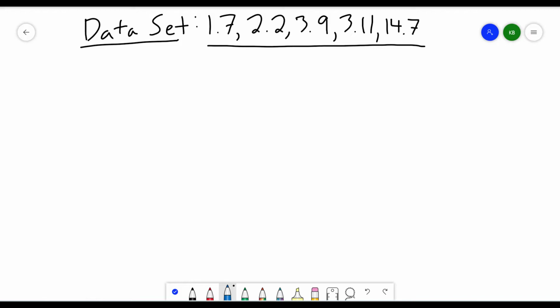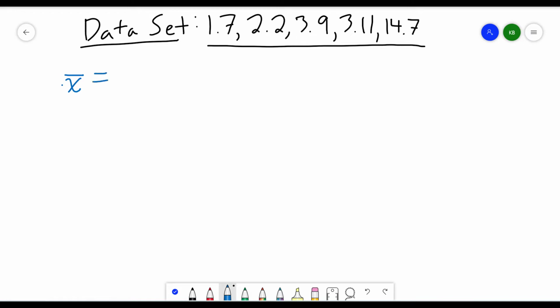So we're going to start off. Here's my data set. I have a sample here of values, and I'm going to use them to find a sample mean, a sample median, and a sample mode. So sample mean is written as x with a bar over it. We call it x bar actually.